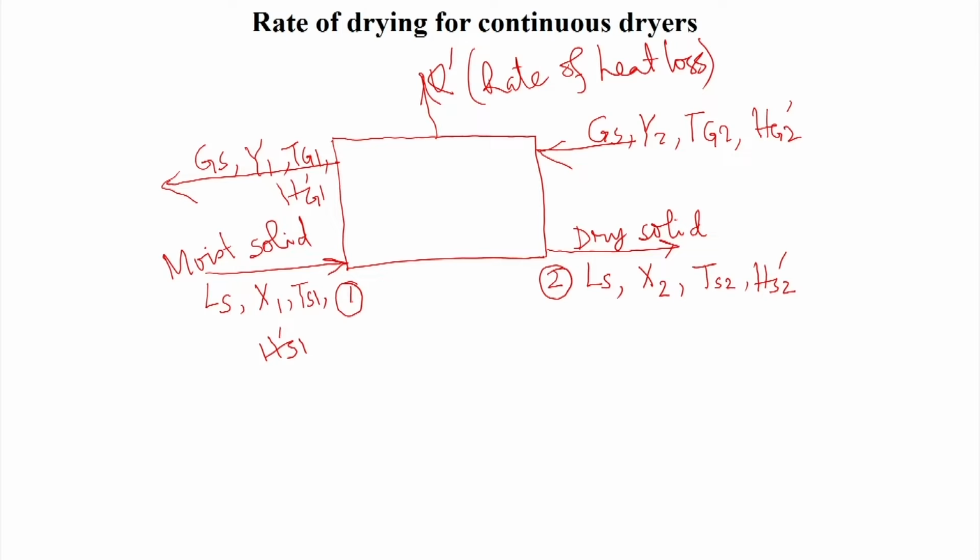Here Ls is the flow rate of the moist solid on a dry basis, X1 is the moisture content, and Ts1 is the temperature of the solid at the entry. X2 is the moisture content of the dry solid, which is the desired one, and Ts2 is the temperature of the dry solid. Y2 is the humidity of the drying medium, and Y1 is the humidity of the drying medium when it is exiting from the dryer. So, this is the continuous dryer.